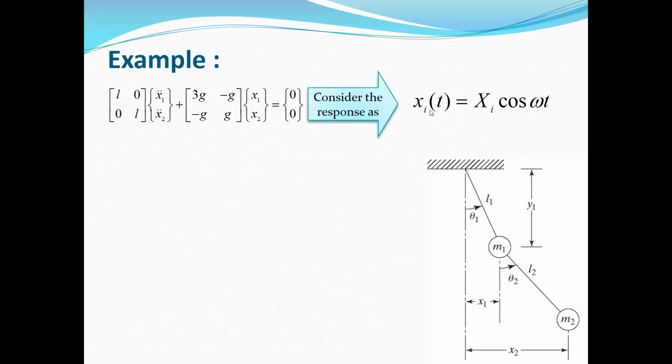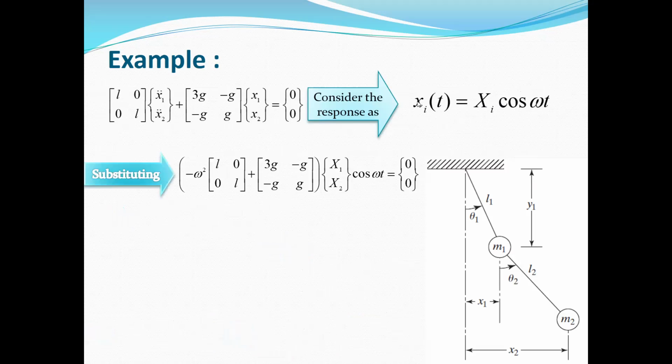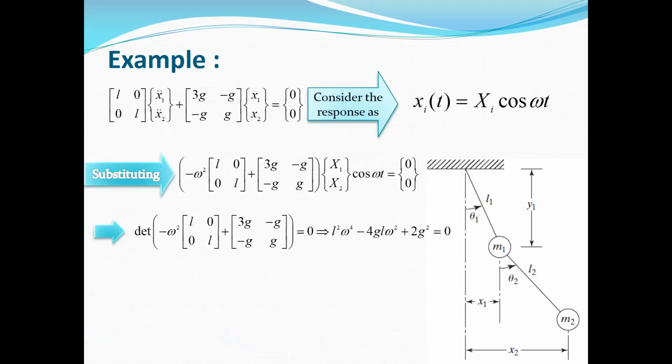We can assume that xi(t), where i is equal to 1 and 2, is equal to uppercase Xi cosine omega t. If you substitute in the equation of motion, we will have minus omega squared multiplied by matrix M plus matrix K, which is the stiffness, multiplied by the vector x1 and x2 multiplied by cosine omega t, is equal to 0. So the determinant of this coefficient matrix must be equal to 0, and we can form the characteristic equation, which is this equation.